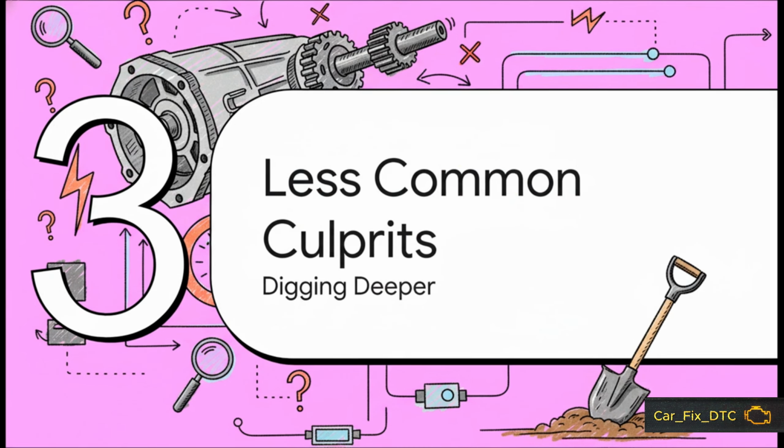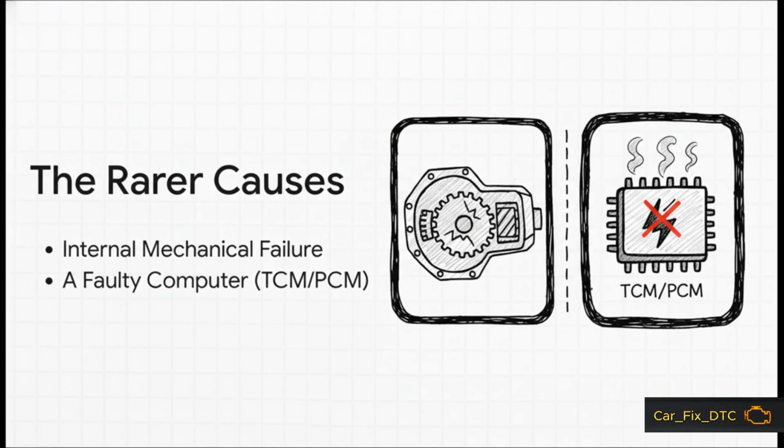So what happens if you've checked the fluid, you've inspected the wiring, you even cleaned the sensor, and you're still getting that code? Well, then it's time to dig a little deeper into some of the less common and more serious causes. These are the two culprits you're really hoping it's not. We're talking about a serious mechanical issue deep inside the transmission itself, or a problem with the car's main computer, that powertrain or transmission control module.